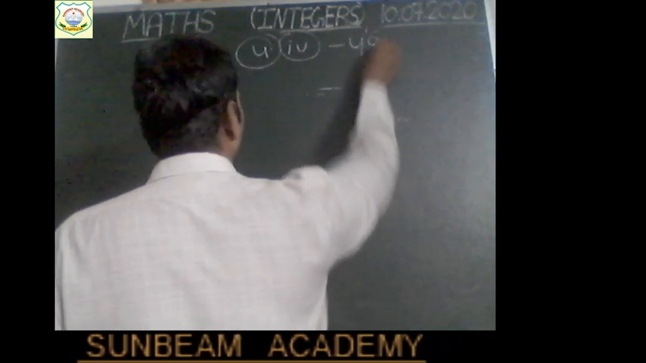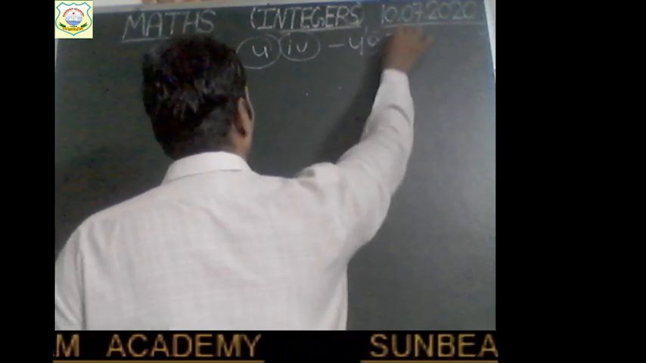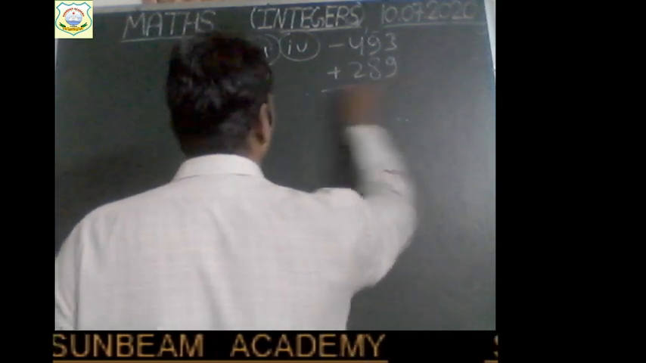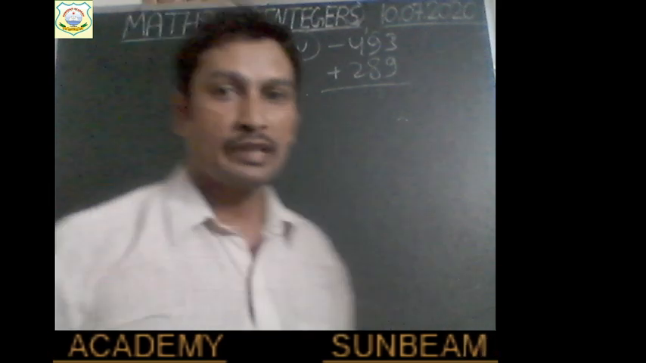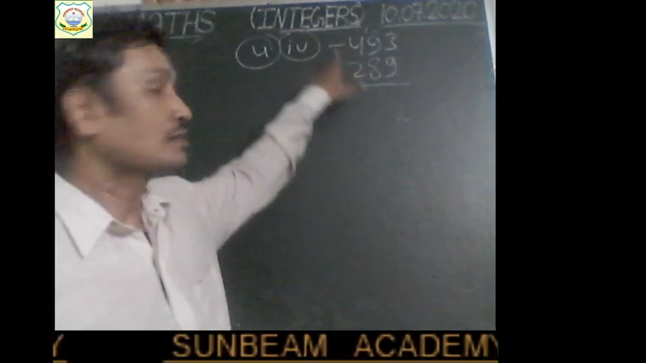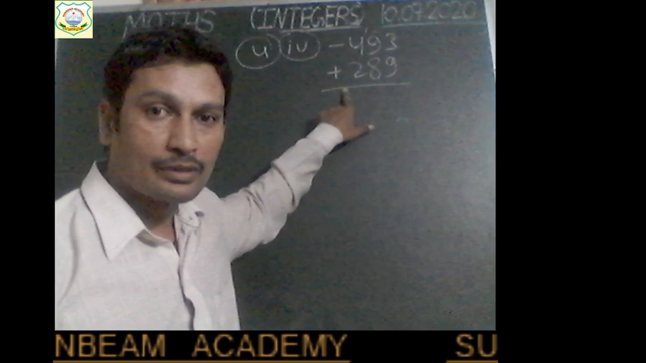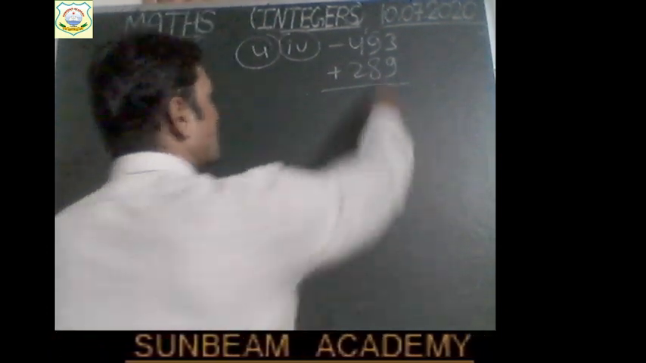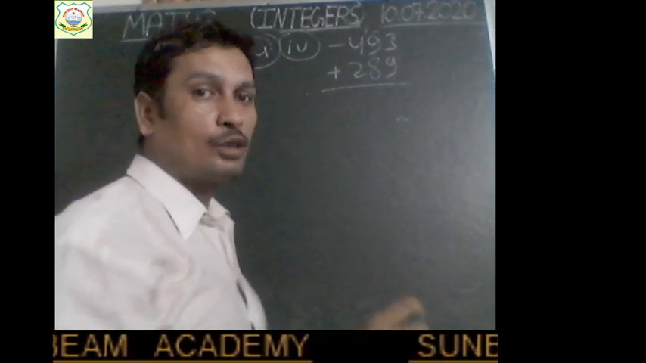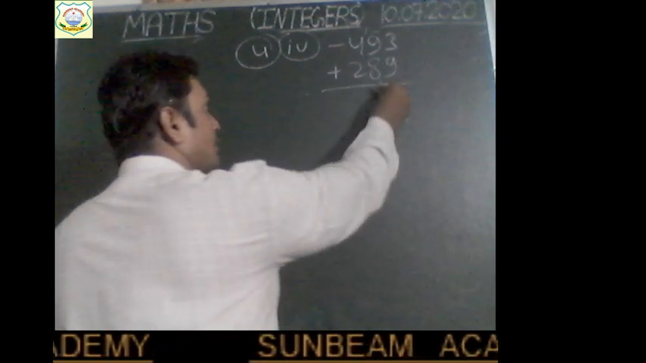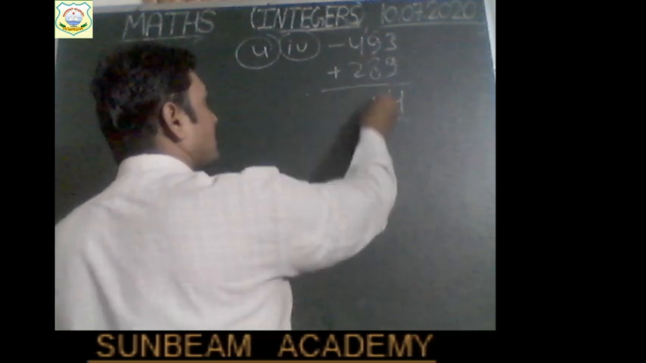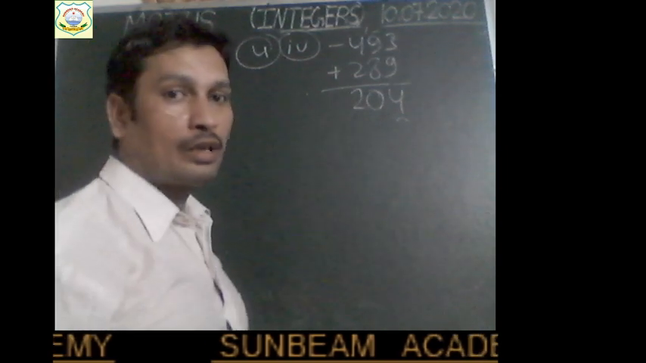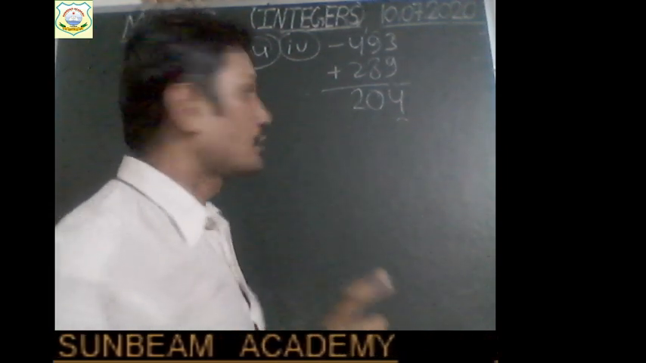Minus 493 and plus 289. Children, both the integers have opposite signs. The first integer is negative, the second one is positive. Okay, so we will subtract, right? So subtract. 3 cannot subtract 9, so take carry 13. 13 minus 9, 4. It becomes 8. 8 minus 8 is 0. And 4 minus 2 will be 2. 204 and the sign. Which sign will be used, children?